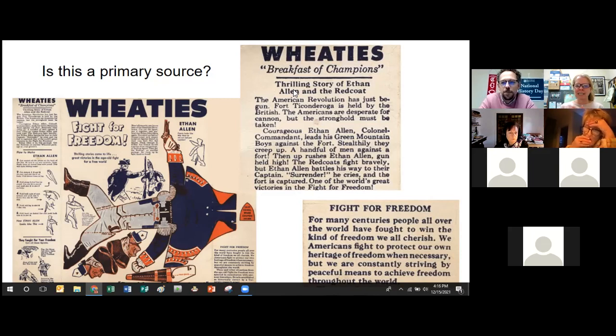So if we're looking at this as propaganda or marketing techniques, that's what this is a primary source for. It happens to be about Ethan Allen in terms of content and picture, but knowing when something is created and the purpose for which it is created is going to help students make those determinations of how they can use this. Is this a primary or a secondary source? And then they can put it in their proper category in their bibliography.